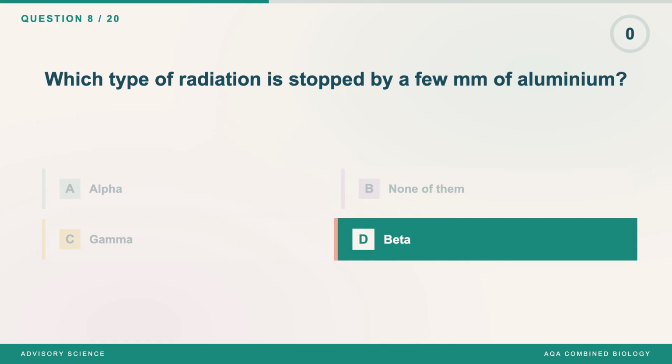The answer is D, beta. Beta particles are smaller than alpha and penetrate further, but aluminium stops them.